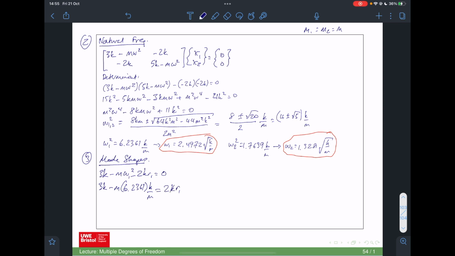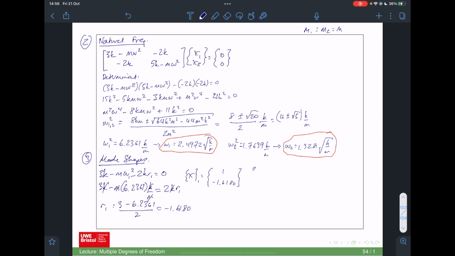And the k's cancel and the m's cancel, and so r1 is 3 minus 6.2361 divided by 2. So that's 1 minus 1.618. Okay, so x1, the first mode shape, is 1, minus 1.618.